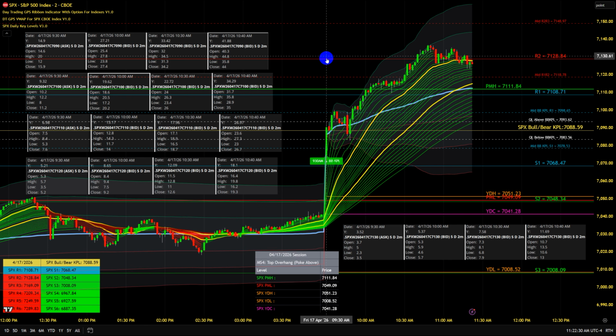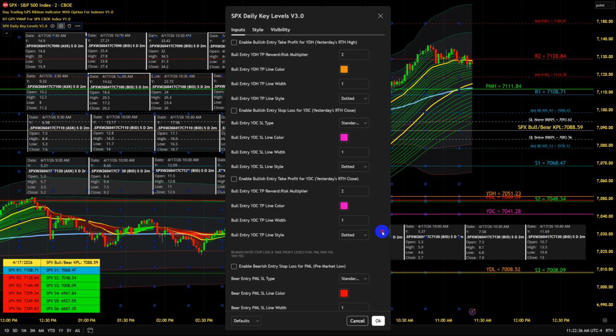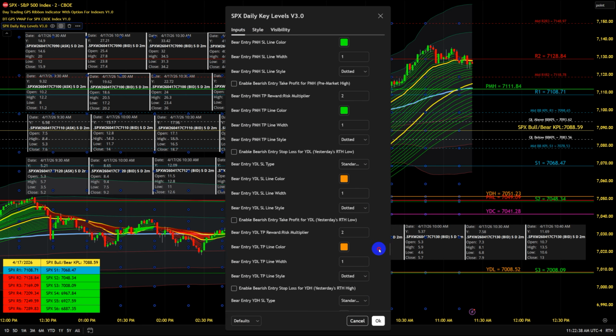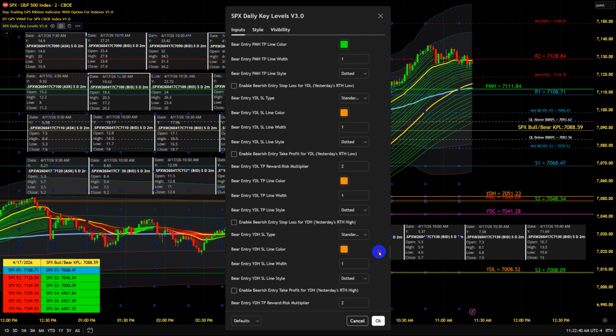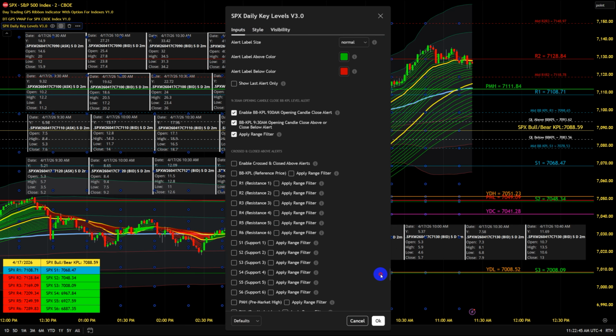So we have an opening BBKPL level alert here. That is the BBKPL level alert that you find in the indicator down in the alert section. We have alerts for closes above and closes below all of the different key levels and contextual levels. However, we also have a special 9:30 a.m. opening candle close alert, especially for the BBKPL level. So this is giving you your initial bias for the session.